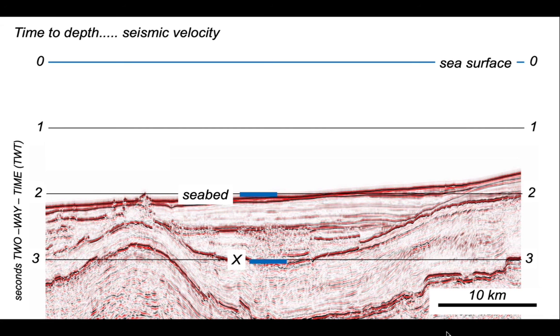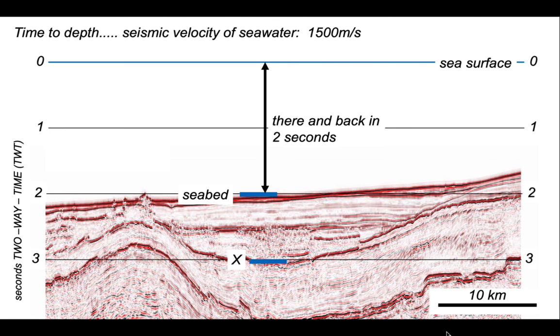So first of all, how far down is the seabed? Well, the seismic energy took 2 seconds to get from the surface to the seabed, reflect off it and get back again to the receivers on the sea surface, because the vertical scale says the two-way time is 2 seconds. So how far is that? Well, the seismic velocity of seawater we're going to use is 1500 meters per second. So in 2 seconds, that seismic energy has moved 3 kilometers, 3,000 meters. But it's there and back. So actually, it only took 1 second to get from the sea surface to the seabed. In other words, that's 1,500 meters. So the bathymetry here is 1,500 meters.